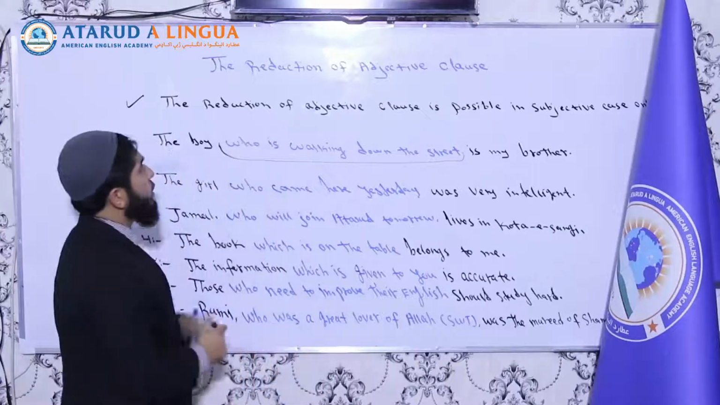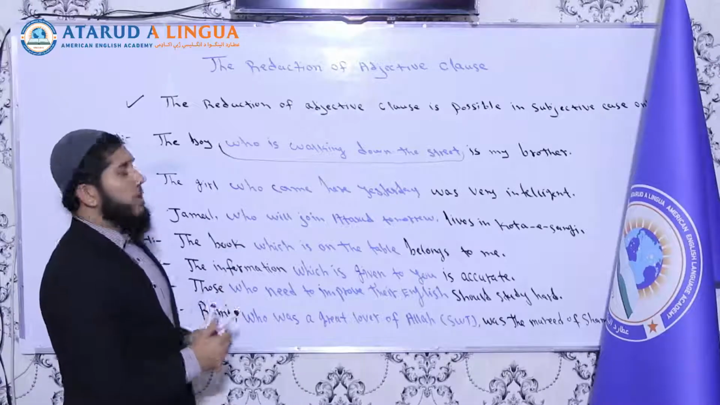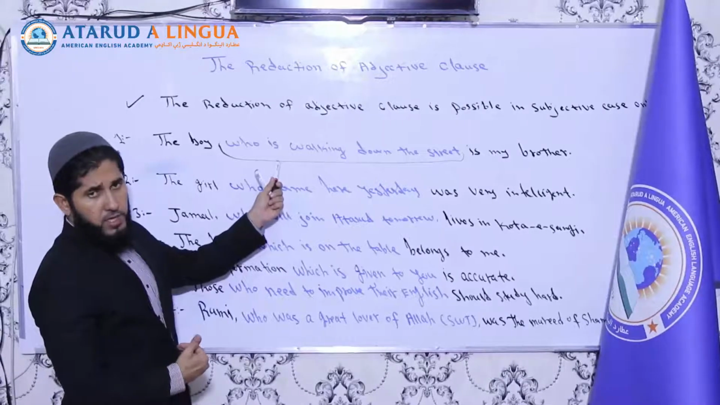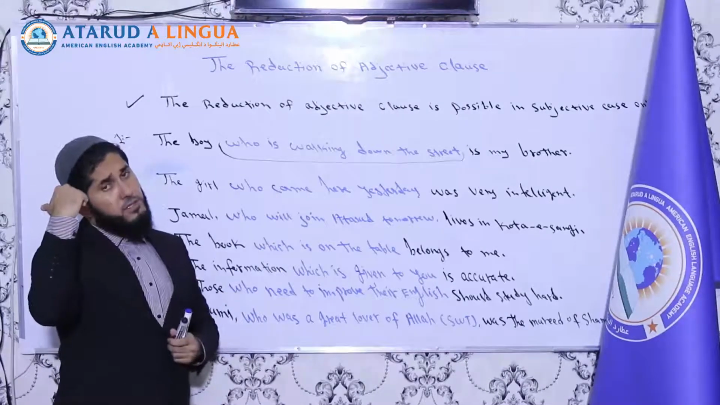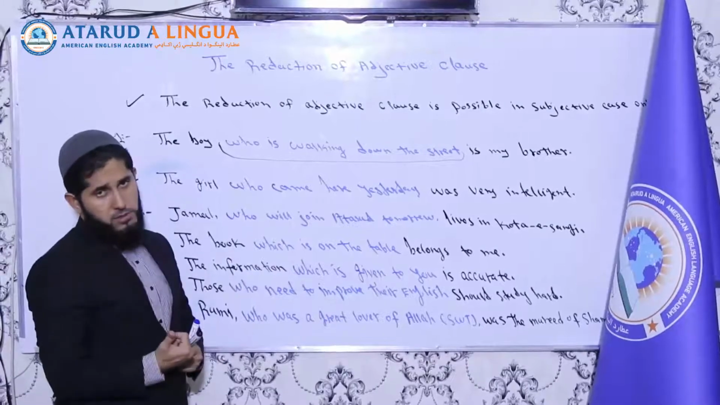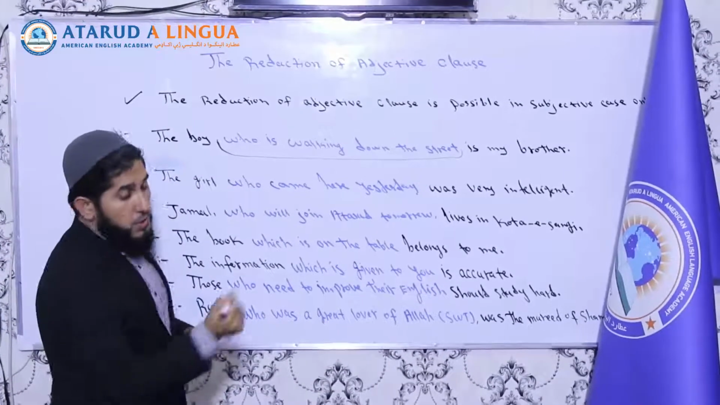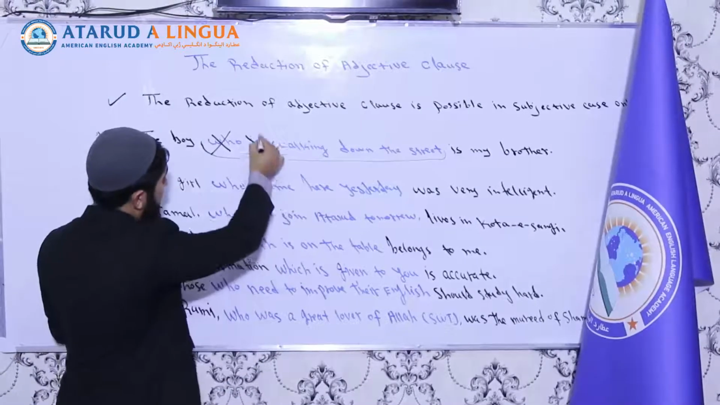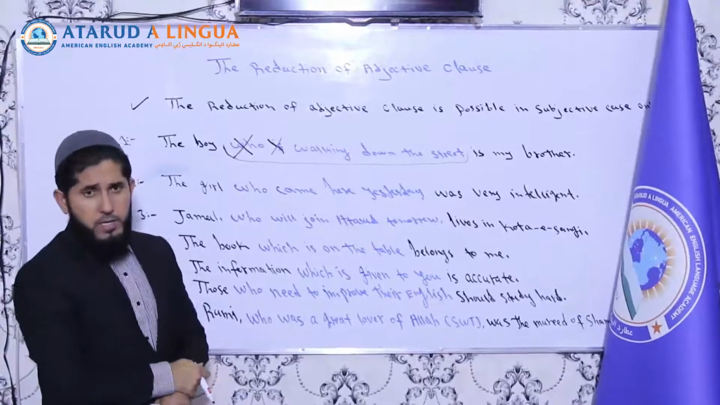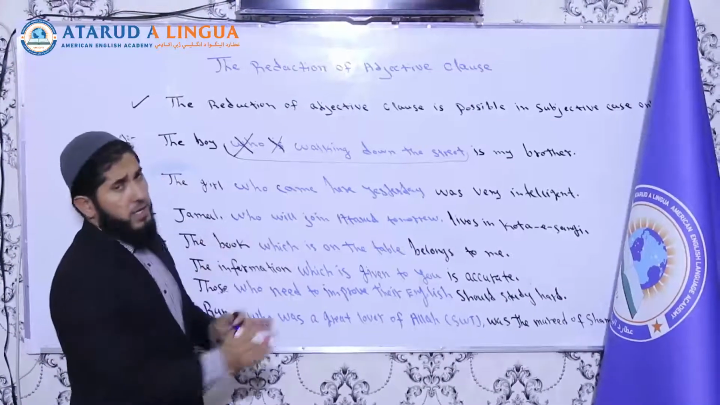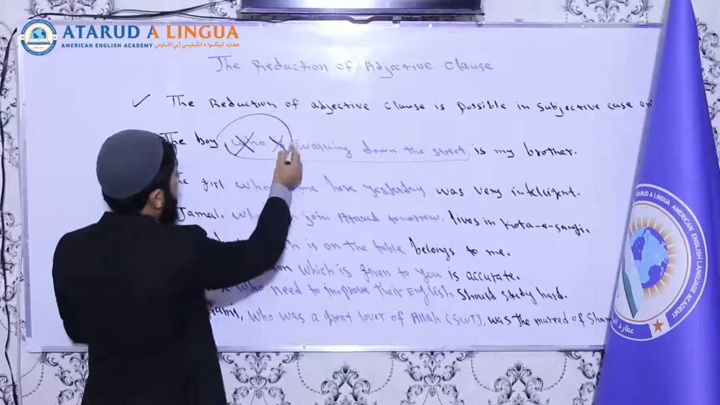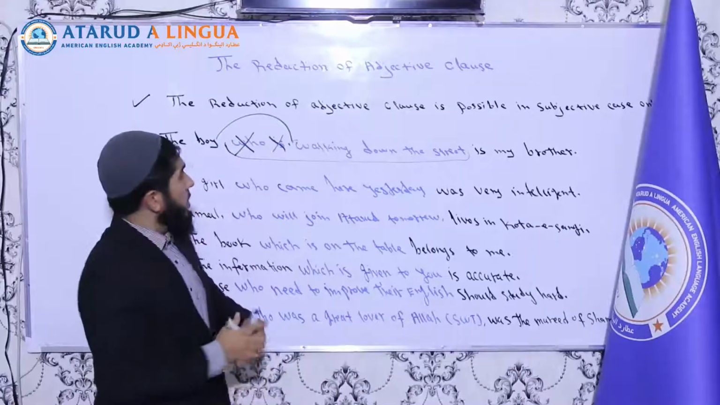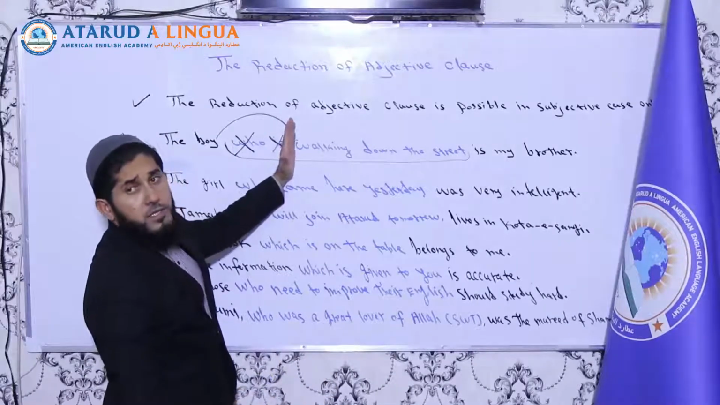Now look, it could be present continuous tense, like you have present continuous tense in your adjective clause. It could be past continuous tense, it could be future continuous tense. But what should you do? Just get rid of the relative pronoun and the to be verb. Okay? Instead of saying, who's walking down the street, now you say directly, the boy walking down the street is my brother.